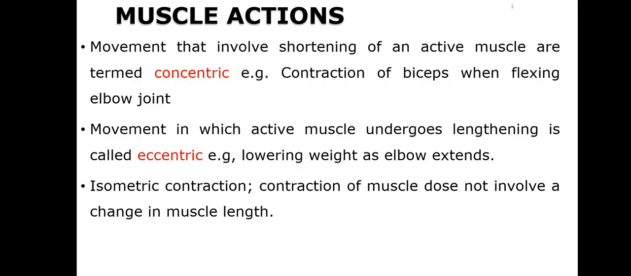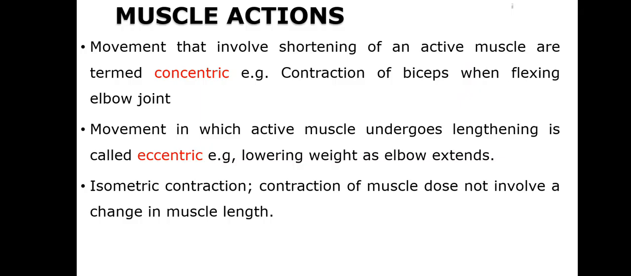So to start with, number one, muscle movement that involves shortening of an active muscle is termed concentric muscle movement. If a muscle is contracting, and that contraction is making the muscle reduce in length, or shorten, we call it concentric muscle contraction. For example, contraction of the biceps when flexing the elbow joint. If you are free right now, just try to flex your elbow joint. By flexing, I mean let the hand move towards your body, towards your chest.